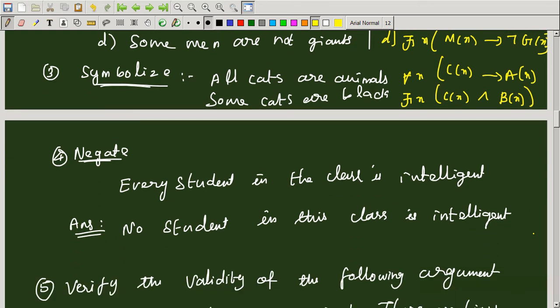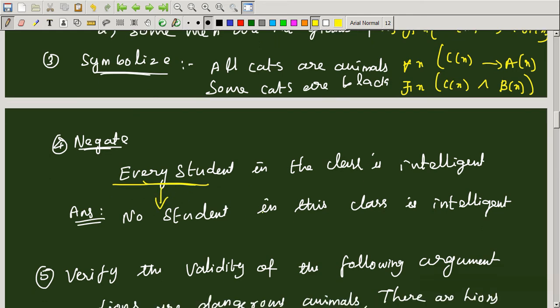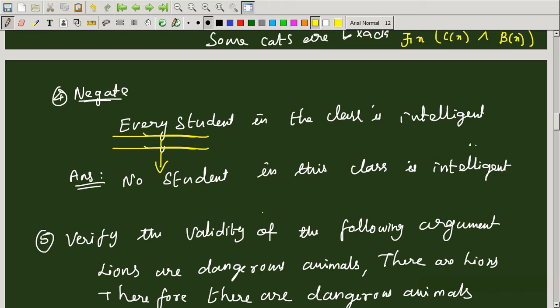Next, negate: "Every student in the class is intelligent." You have to write a negation of this statement. For that, every student in the class is intelligent, so the negation is no student in the class is intelligent. So this is the answer.